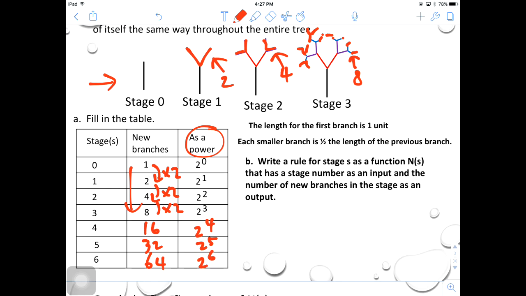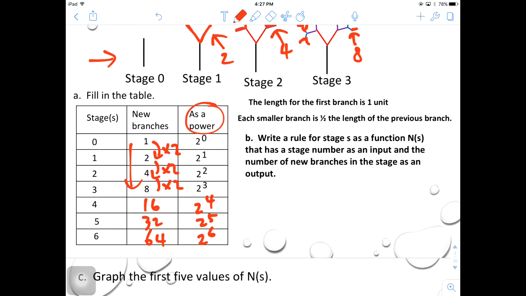If we want to summarize this in an equation or as a rule, you will notice that n, the number of branches at any stage S, we can summarize as 2 raised to the S power, because whatever the stage is, that ends up being the power. So if S is the stage, then it will be the power. So n of S is going to give me 2 to the S. That will be the rule to summarize the number of new branches growing.